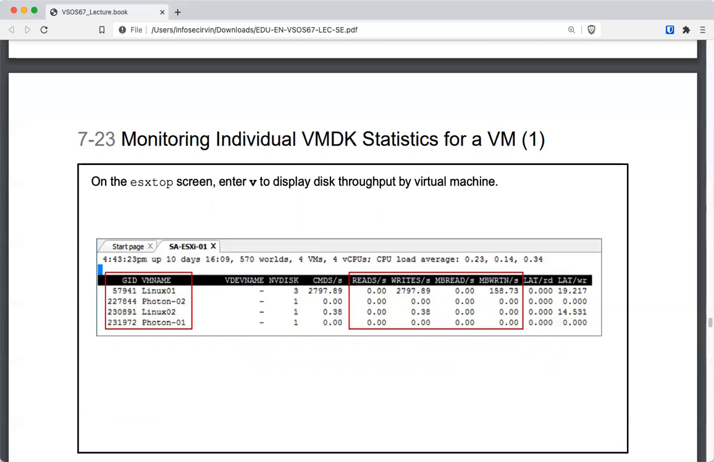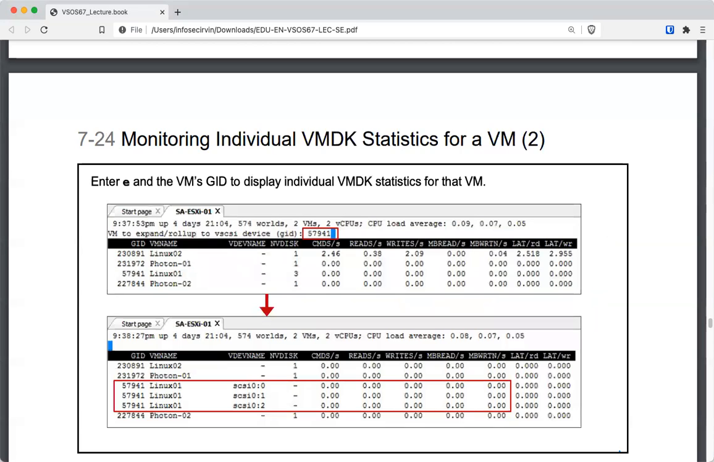Of course, we can look into a VM and see its storage statistics, and dive deep by the GID to see how it's working.